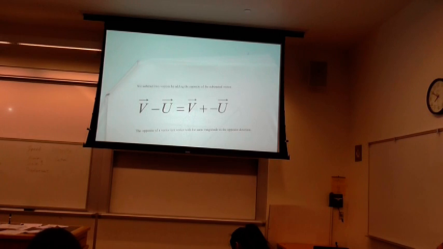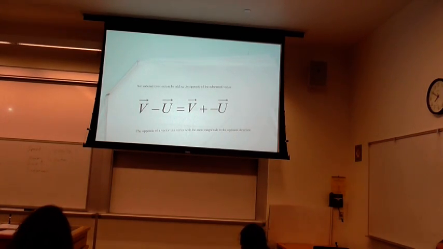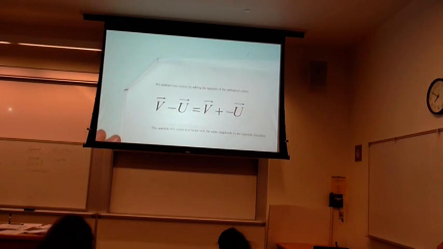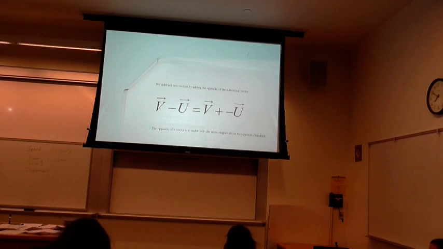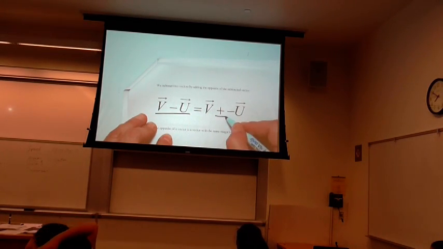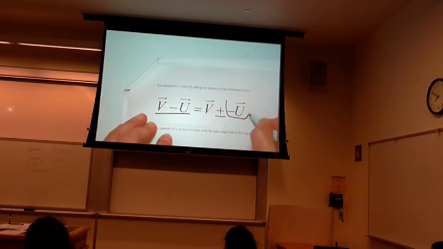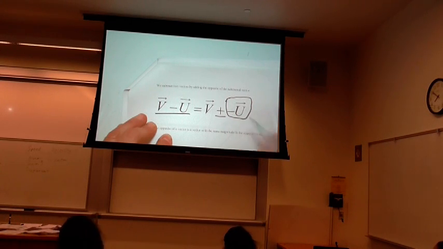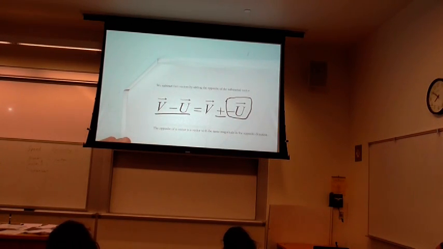Well, if we can add vectors, what would we like to do? We'd like to subtract them. And the way we're going to subtract vectors is kind of the same way we can think of subtracting numbers, which is that subtracting a vector is adding its opposite, which I'm writing by putting a negative sign in front of the vector.